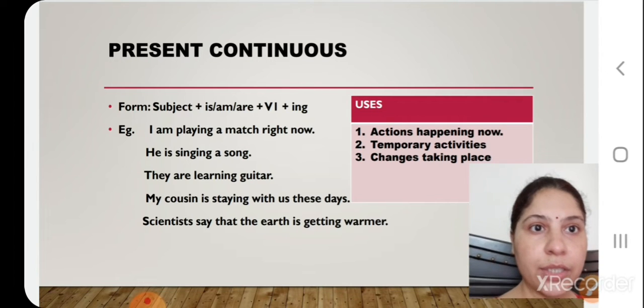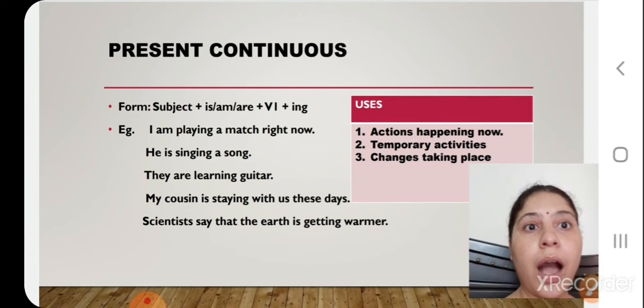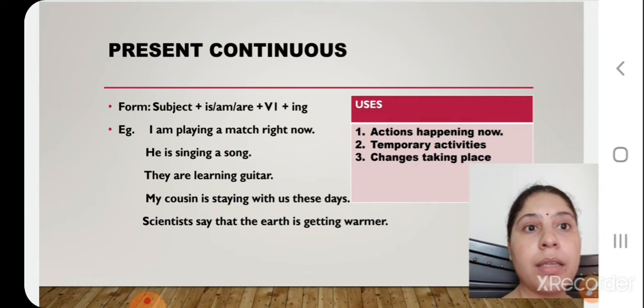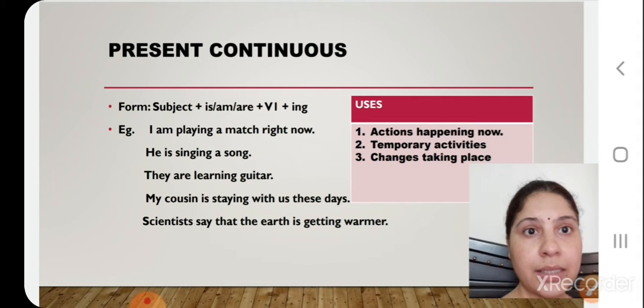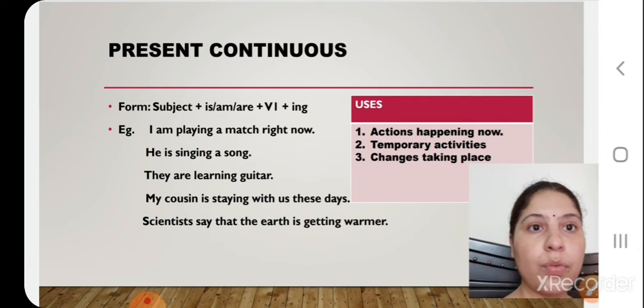Now in present continuous tense, the form is with subject we add is or am or are, one out of these three, then first form of the verb and ing. With I, we use am. With he, she, it, singular person, noun, we use is. And with plurals, we use are. You being an exception. With you, even if you is a singular in a sentence, then also we use the verb are with it.